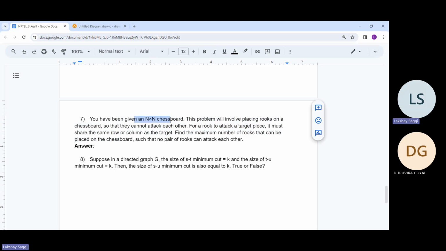So we are given an n cross n chessboard, so there are n square small squares present on the chessboard. And now we need to place rooks on the chessboard so that they cannot attack each other. And we want to find out the maximum number of rooks that can be placed as a function of n. Any guesses, Dhruvika? Like, is it n? Is it n square, root n, n by 2, n by 5?